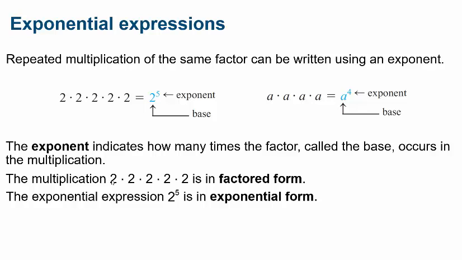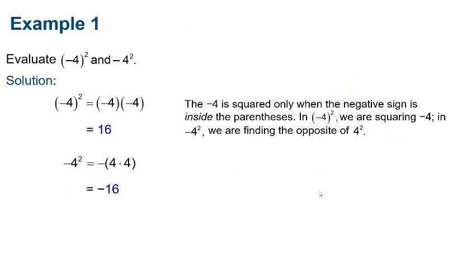So when you see something like this, 2 times 2 times 2 times 2 times 2, this is what's called factored form. It's factored out. And the exponential expression 2 to the 5th, this is called the exponential form. So we're going to work with these types of problems here in exponential form.